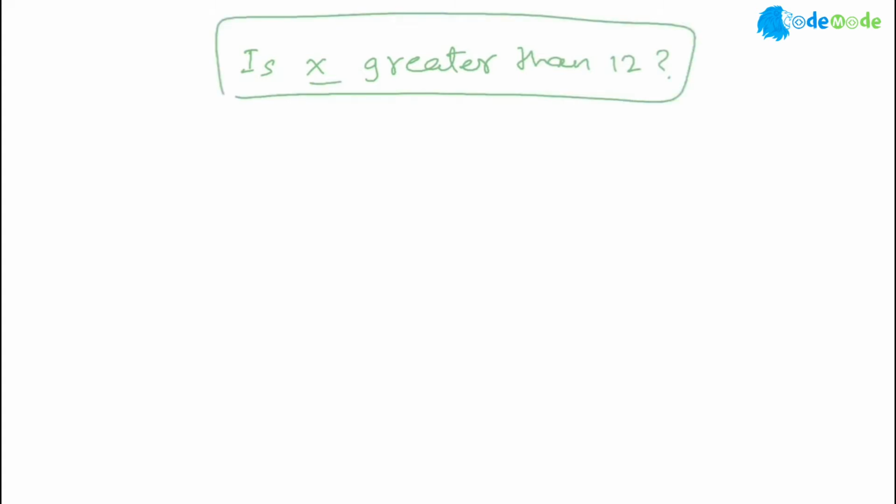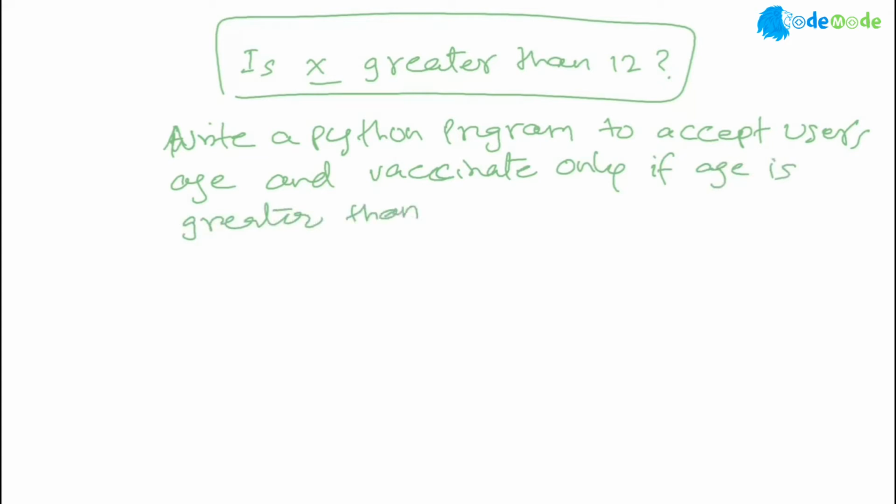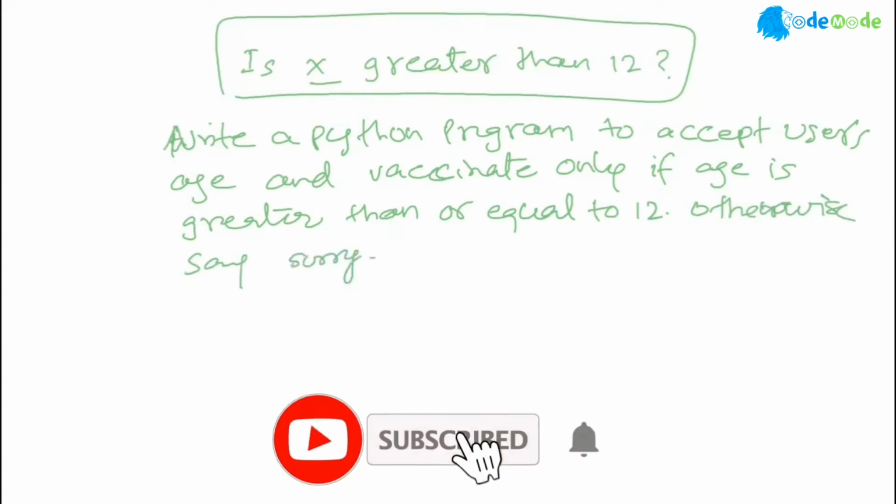For example, another example: write a Python program to accept the user's age, and vaccinate only if age is greater than or equal to 12. Otherwise, say sorry. Suppose this is a Python program.